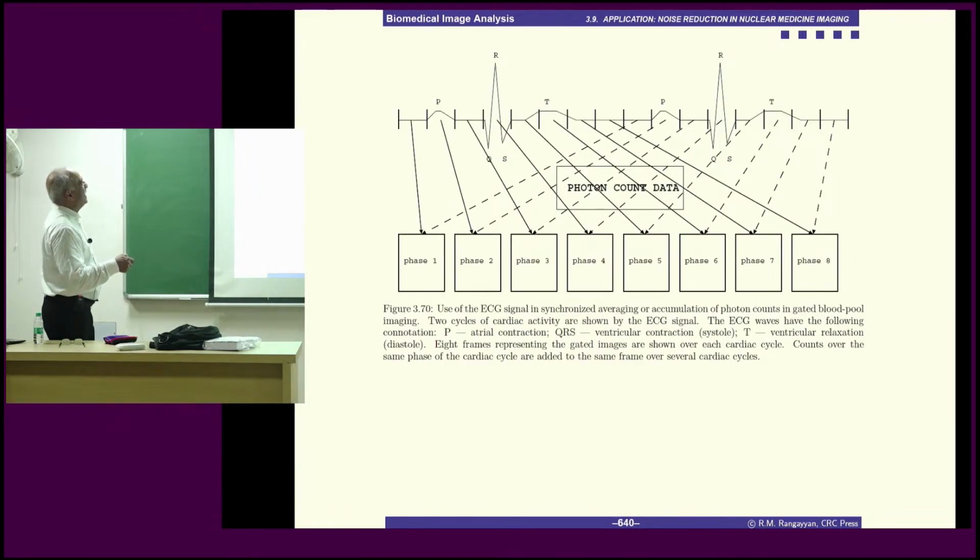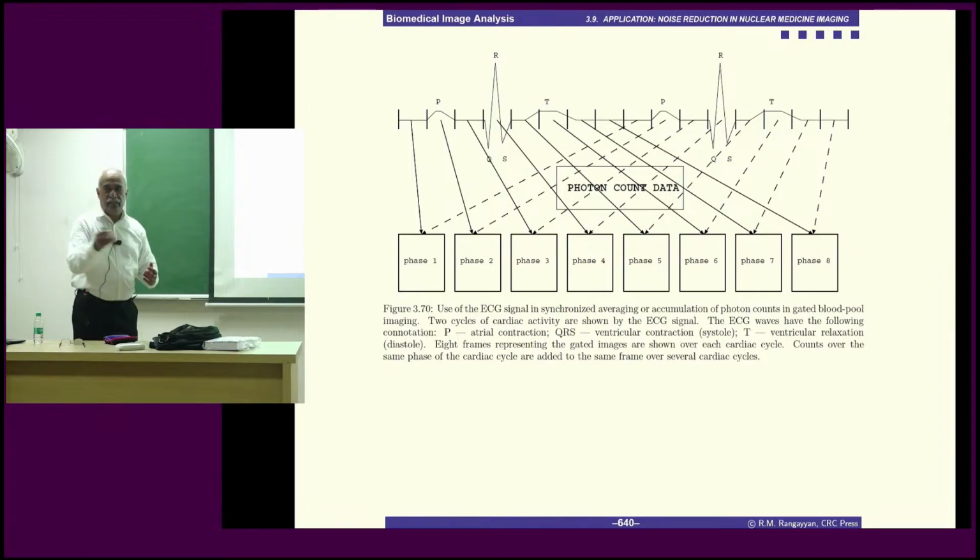The ECG is taken. The QRS complex corresponds to contraction of the ventricles. So this is systole, the beginning of systole. So you detect this using techniques, as in my other book.